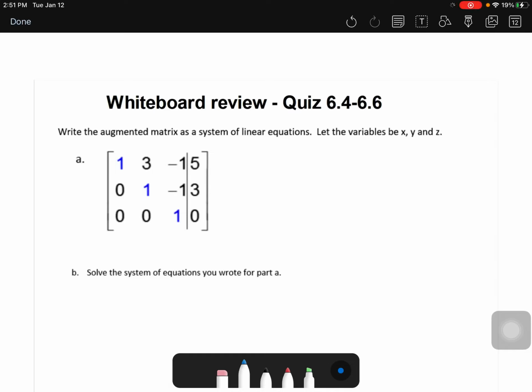For class, we are going to run through this review for the last three sections, 6.4 to 6.6. All right, first example, it says write the augmented matrix as a system of linear equations. Let the variables x, y, and z represent.